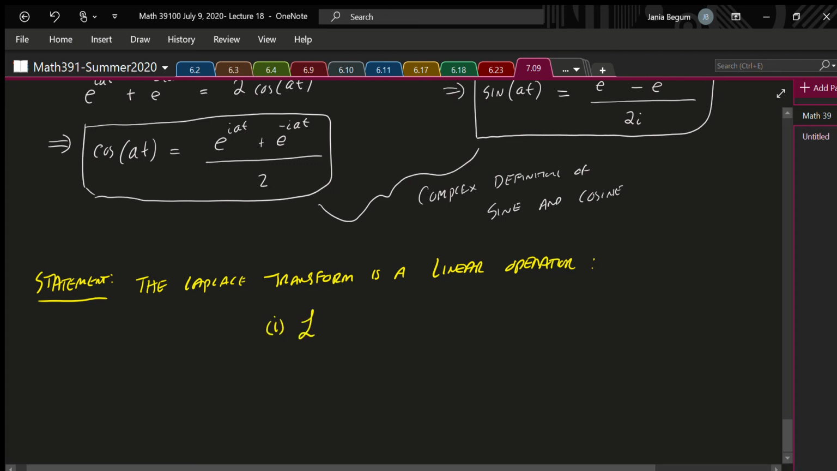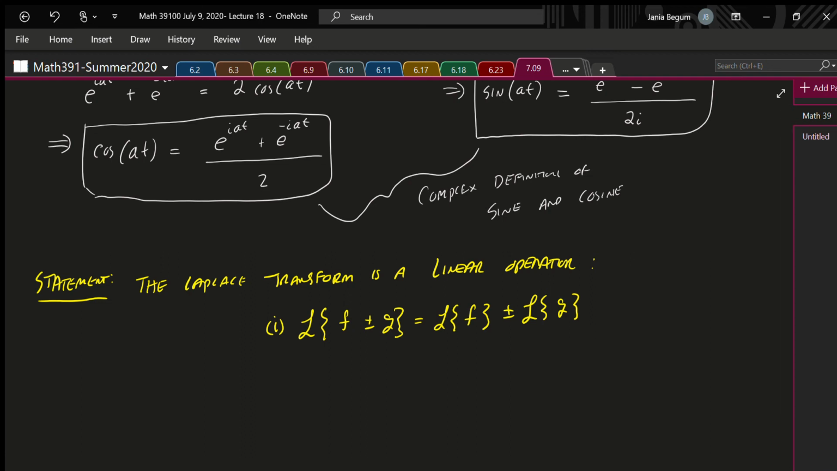If you're doing the Laplace transform of a sum of two functions, or difference, right, you can do the individual Laplace transform of these functions: the Laplace transform of f plus or minus the Laplace transform of g. Just like with derivatives, if you're doing the derivative of a sum of two functions, you can differentiate term by term. Same as integration. If you're integrating f plus g, you can separate them into the integral of f plus the integral of g. Same idea applies to the Laplace transform.